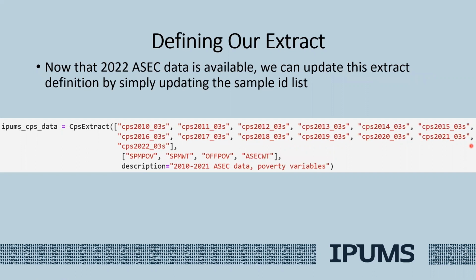Okay, so suppose that we're returning to our analysis one year later. The 2022 ASEC data are now available, and we want to add that year to our analysis. So all we need to do to get that updated data set is to add the 2022 ASEC sample ID to our list of samples and resubmit, right? That's a lot quicker and more convenient than trying to dig up our extract from last year and revise it and resubmit it, right? We're just adding this string here.